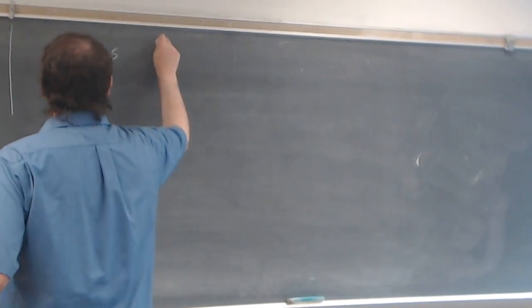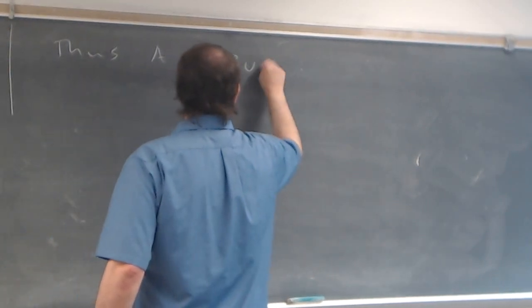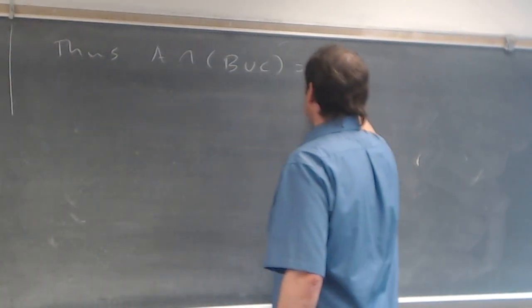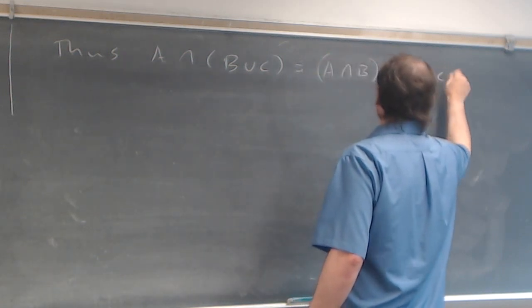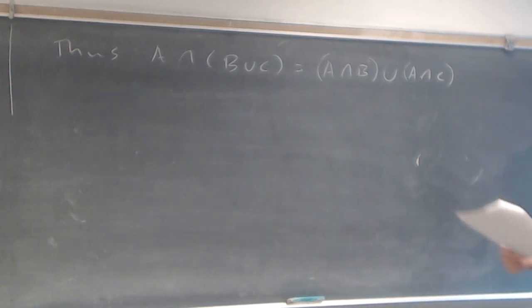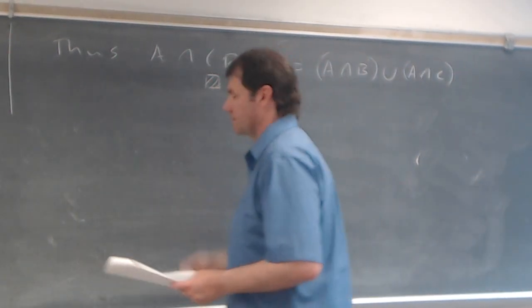Thus, A intersect B union C has got to be equal to A intersect B union A intersect C. So that's what we want to prove. We did it by showing that they're subsets of each other.